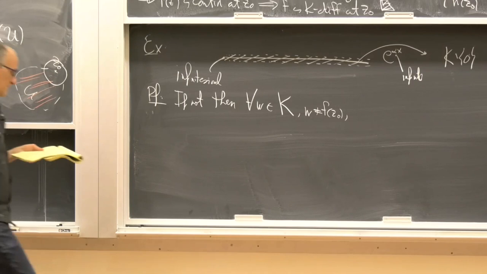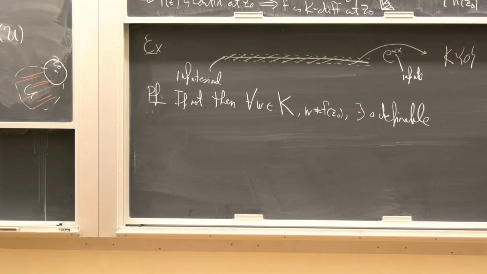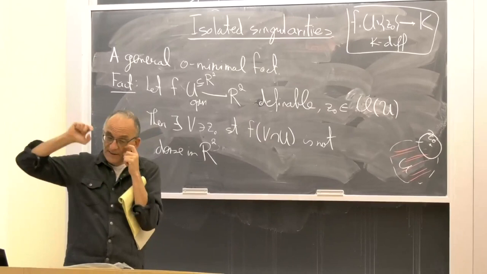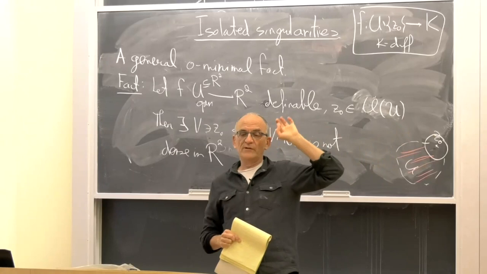What does it mean to say that for every V, the image is dense? It means that any point in K can be approached by taking elements closer and closer to Z zero. It doesn't matter how small the neighborhood is, we can approach every point in K.